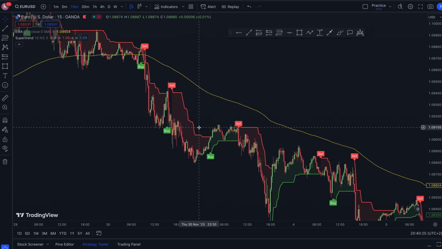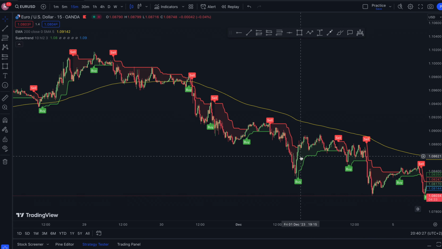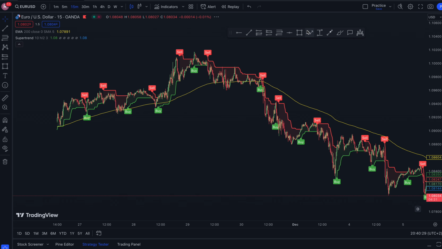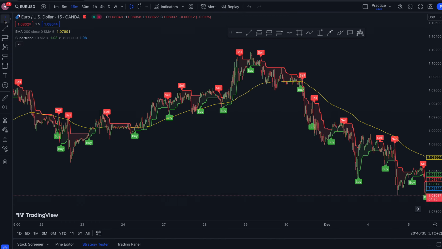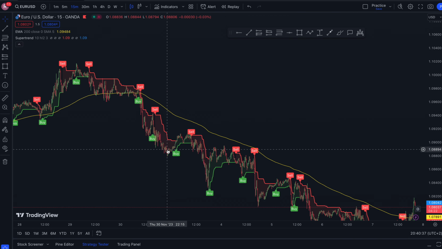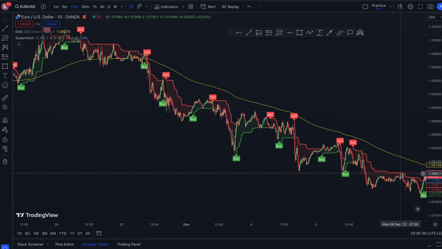The market needs to be trending in a direction. If the market is somehow ranging, well, there hasn't been any range in a while, but that's good because the market has been trending. So if there is a range, you do not trade.